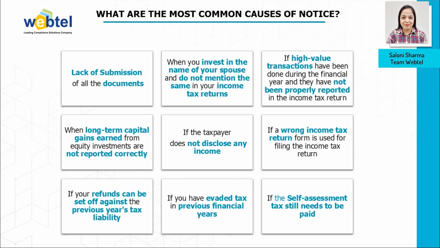Now let's understand what the common causes of notice are. The most common causes for which you might receive an income tax notice include the following: lack of submission of all the documents; when you invest in the name of your spouse and do not mention the same in your income tax returns; if high value transactions have been done during the financial year and they have not been properly reported in the income tax return.